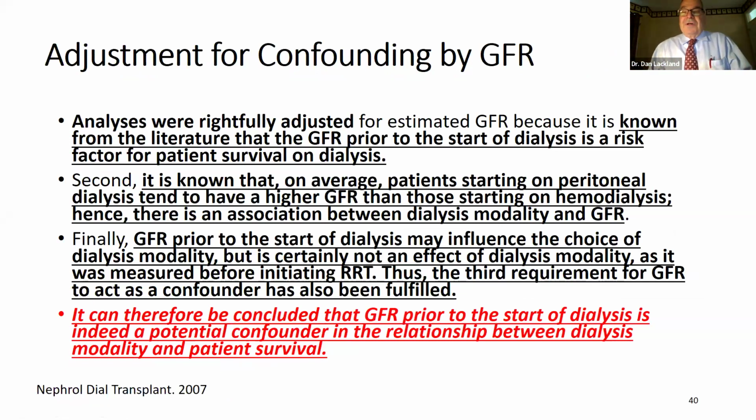GFR because, one, from the literature, we know that GFR prior to the start of dialysis is a risk factor for survival. That's the first piece. The second one, it's known that on average, patients starting peritoneal dialysis tend to have a higher GFR than those starting on hemodialysis. And now you have an association between the dialysis modality and GFR.